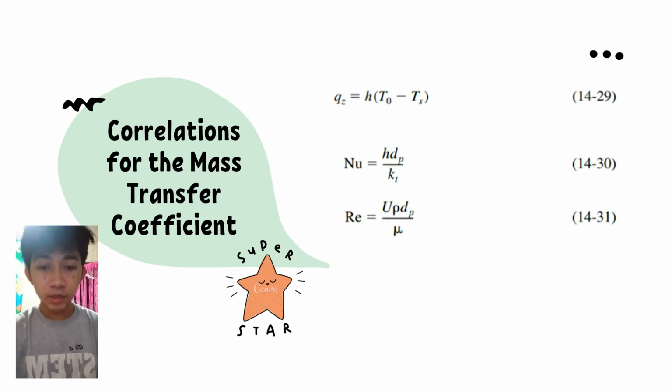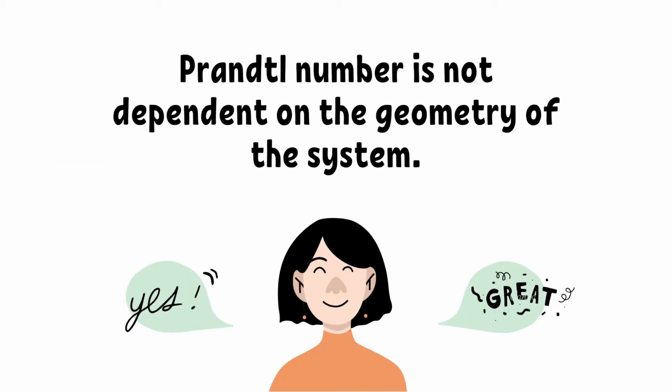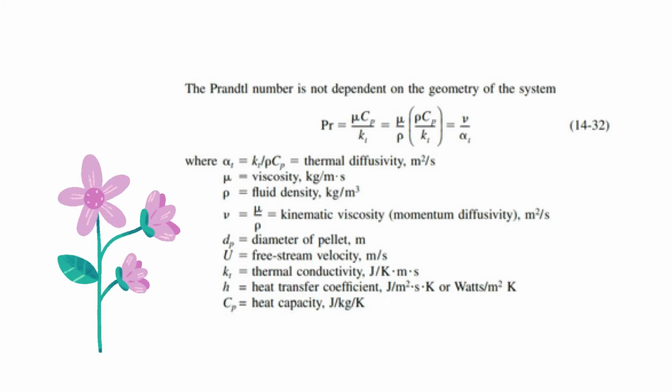The mass transfer coefficient is analogous to the heat transfer coefficient. The heat flux from the bulk fluid at an initial temperature to a solid surface at T_s is given by the formula Q_z. For forced convection, the heat transfer coefficient is normally correlated in terms of three dimensionless groups, and they are the Nusselt number, the Reynolds number, and the Prandtl number. For the single spherical pellets discussed here, the Nusselt number and the Reynolds number take the following forms. The Prandtl number is not dependent on the geometry of the system. It is equated with the equation given, where the symbols are defined as follows.